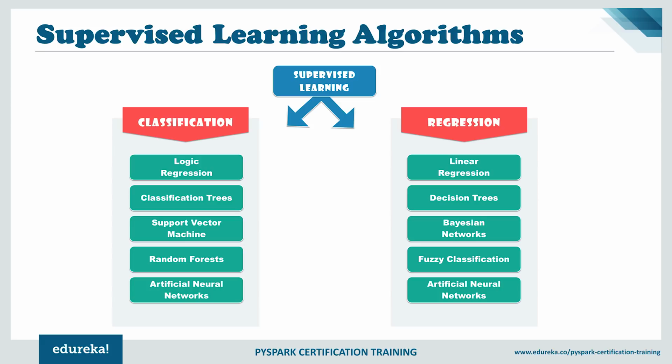Now, classification mainly consists of classification trees, support vector machines, and random forest algorithms, whereas regression consists of linear regressions, decision trees, Bayesian networks, and fuzzy classification. Now, there are other algorithms like artificial neural network programming and gradient boosting, which also come under supervised learning algorithms.